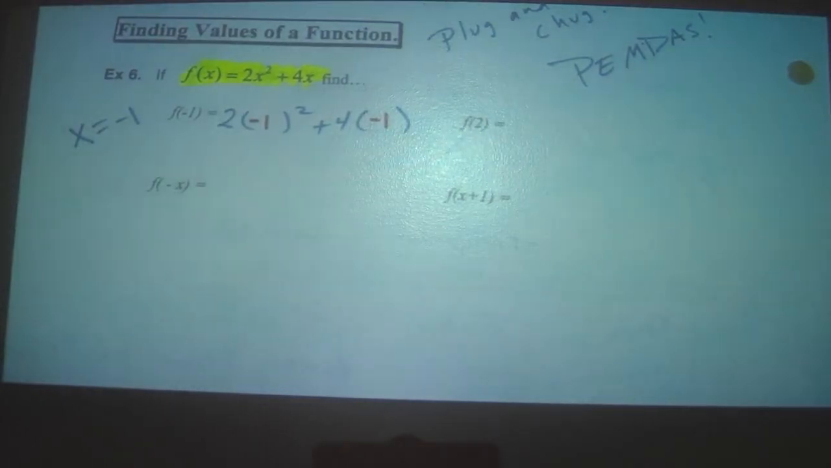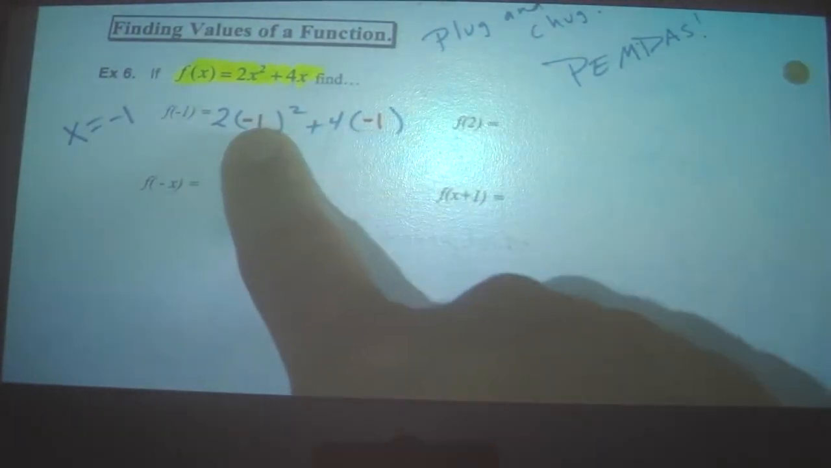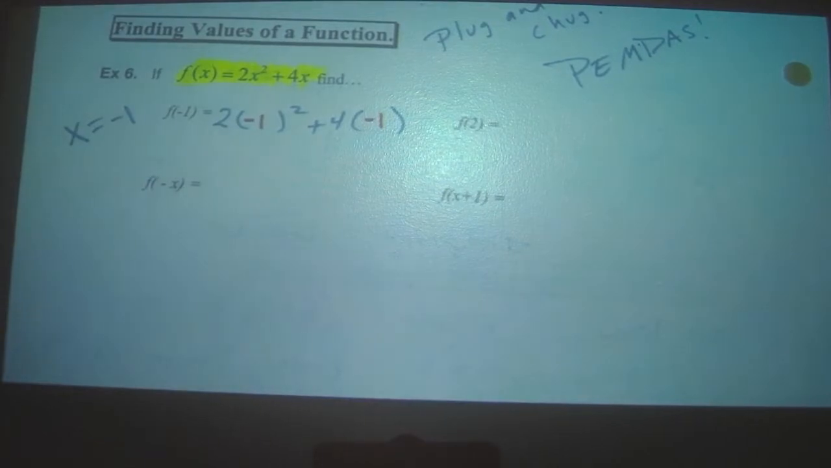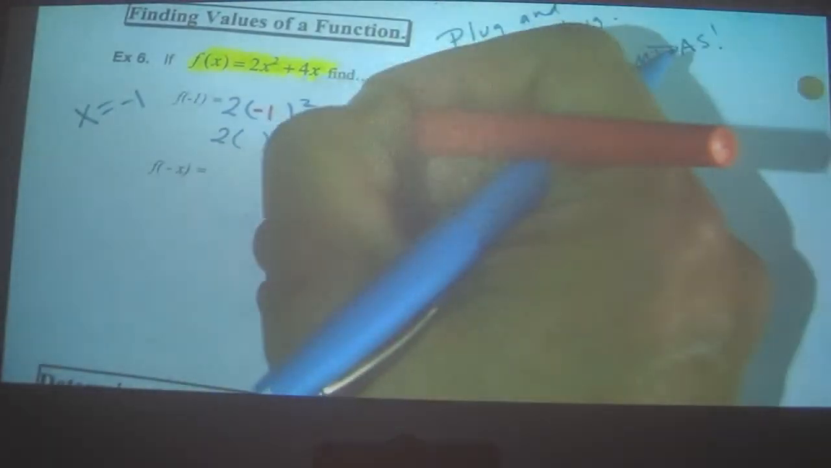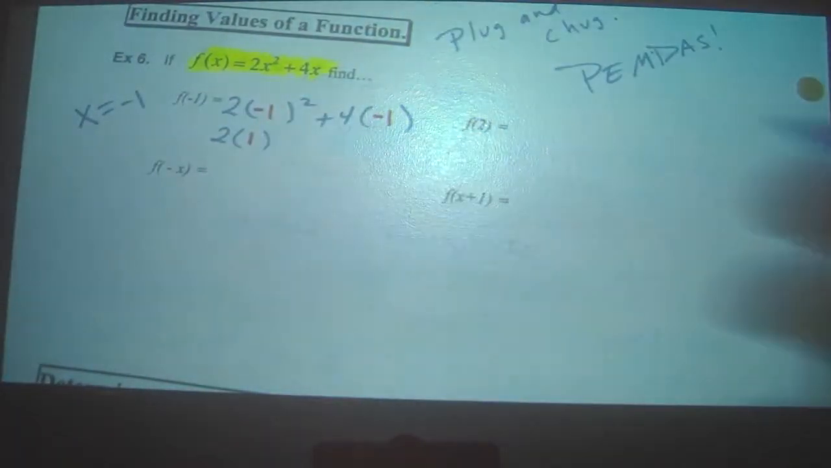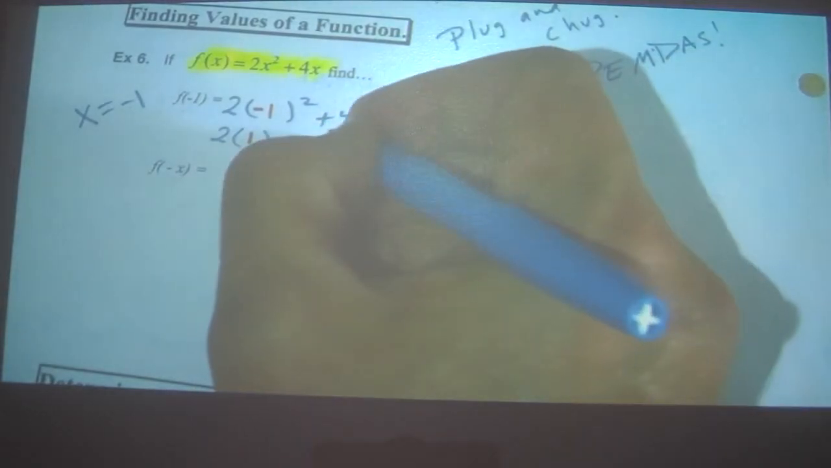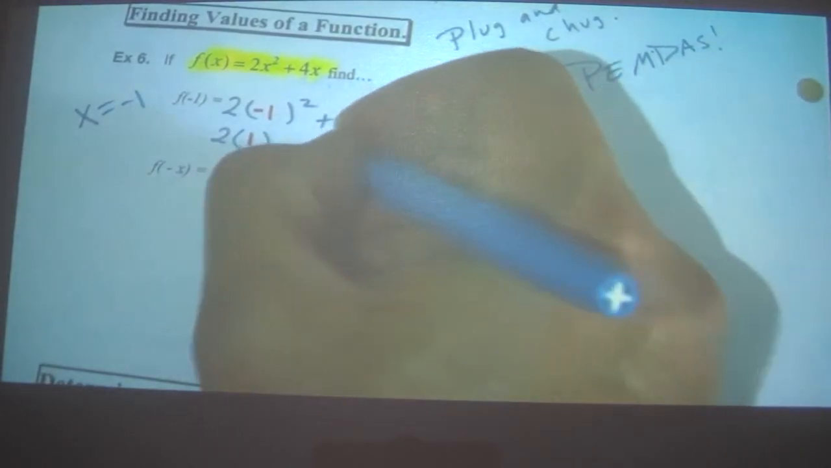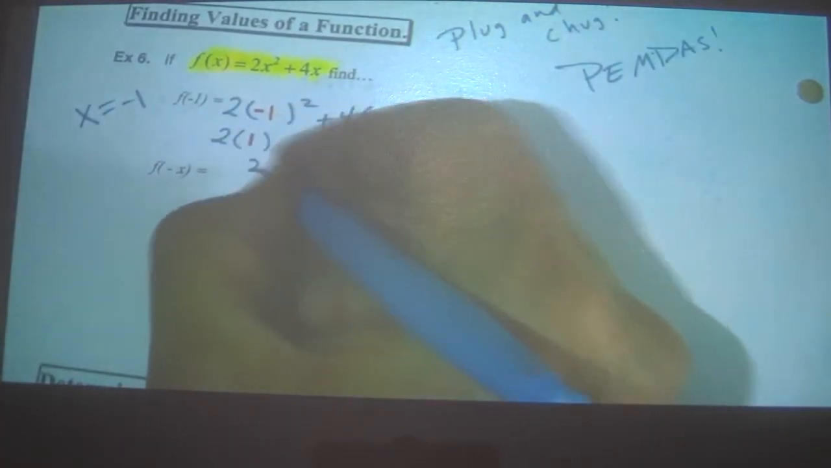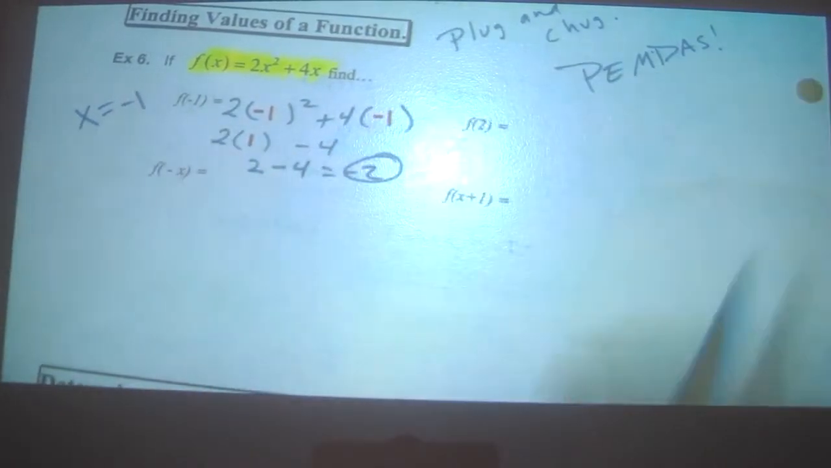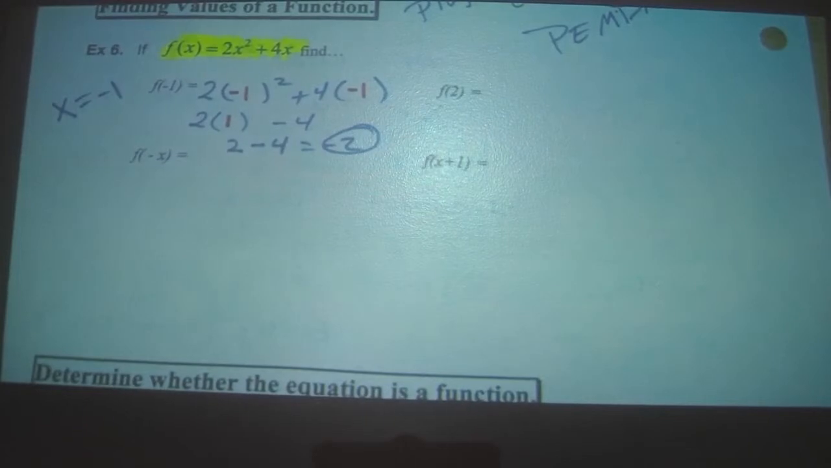What do we do first? First thing we do. What do you guys got? Your exponents. Very good. So you got to take this -1 and square it. What's -1 times -1? +1. Very good. Now, if you want to start doing your multiplication, you can. So 4 times -1 is -4. And just for sake of notes, 2 times 1 is 2, minus 4, we should get -2.